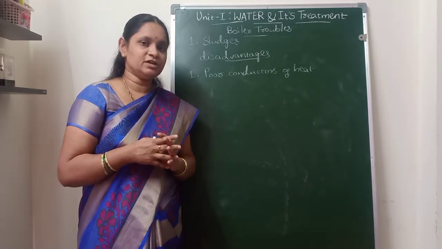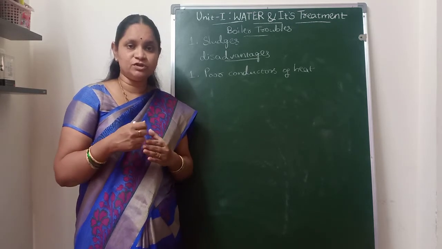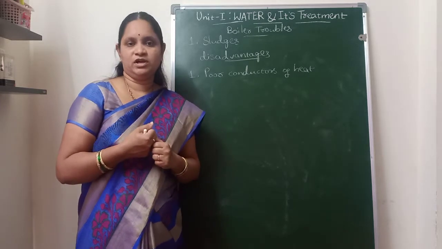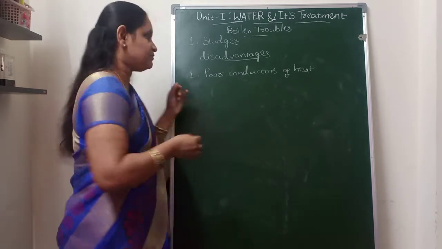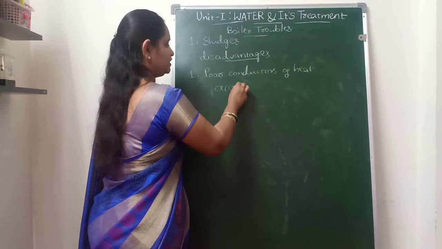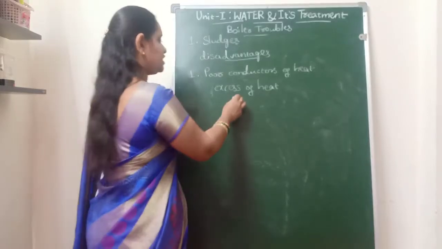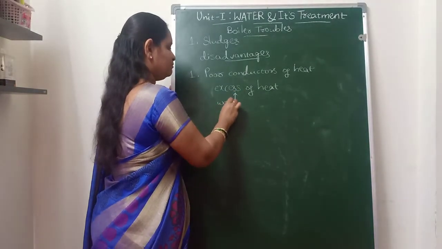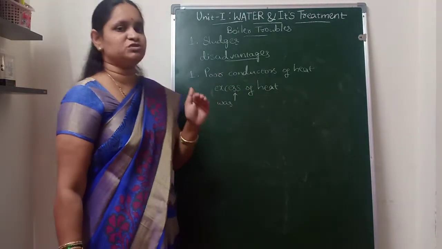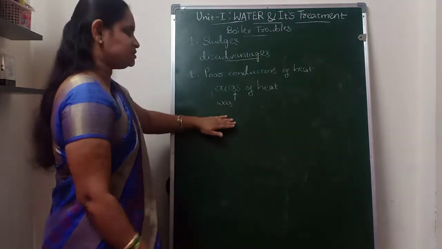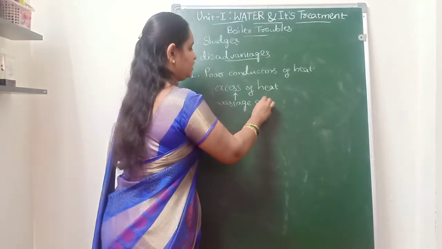But in the boilers, we have to maintain constant steam generation. Because of that, if sludges are formed, we have to give excess heat to the boilers to maintain constant steam generation. This excess heat will lead to wastage of fuel. Giving excess heat to the boilers requires more fuel consumption. So fuel consumption is going to increase. That will lead to wastage of fuel.